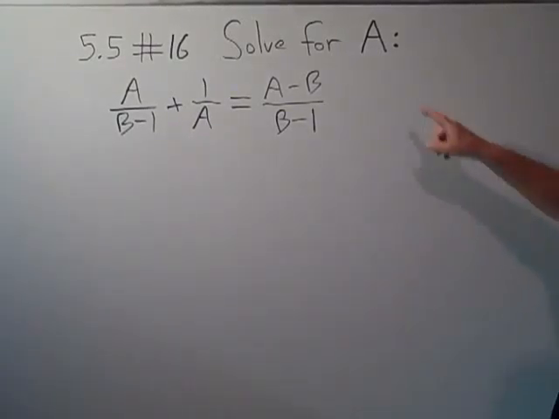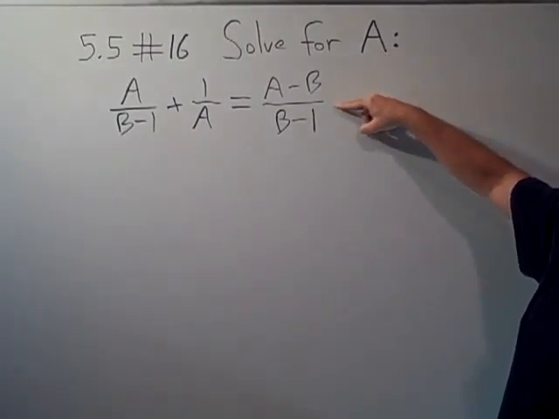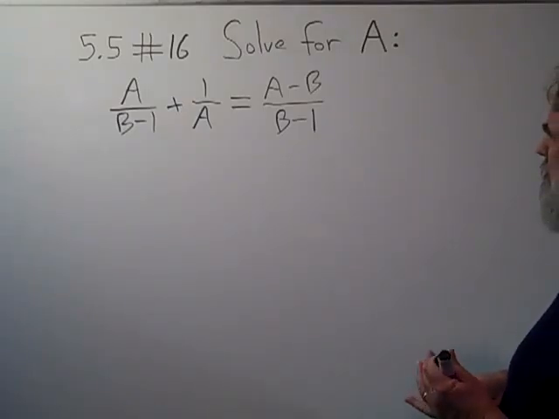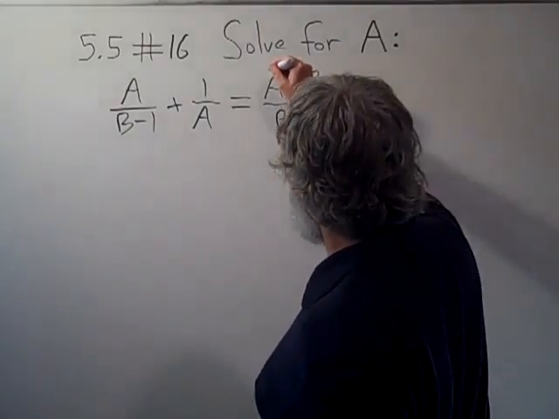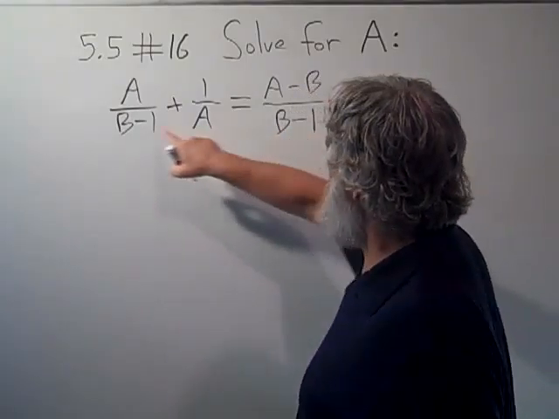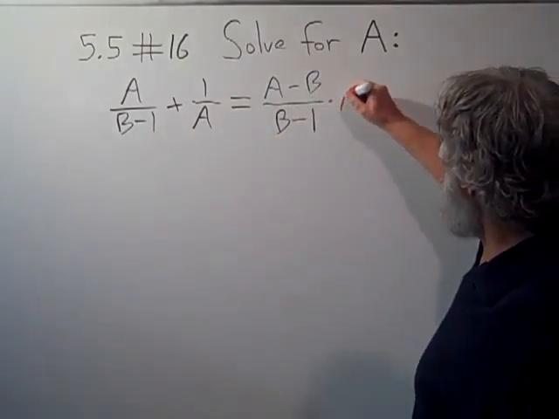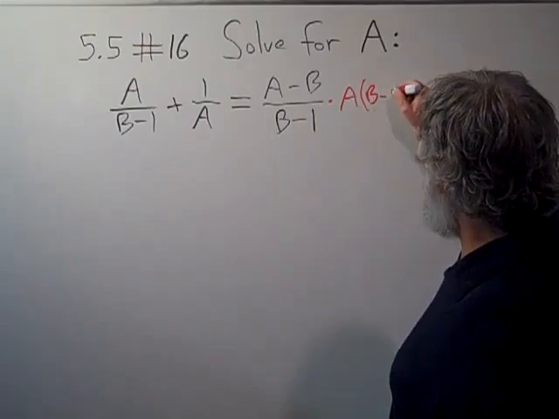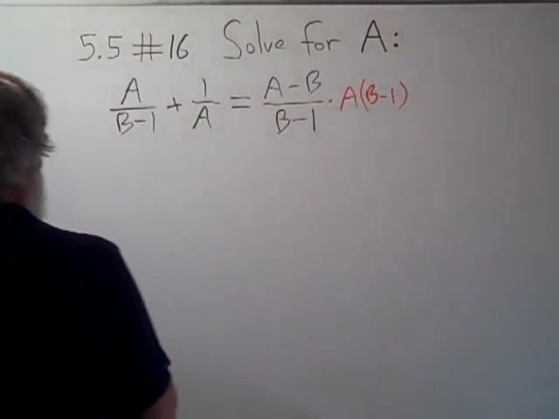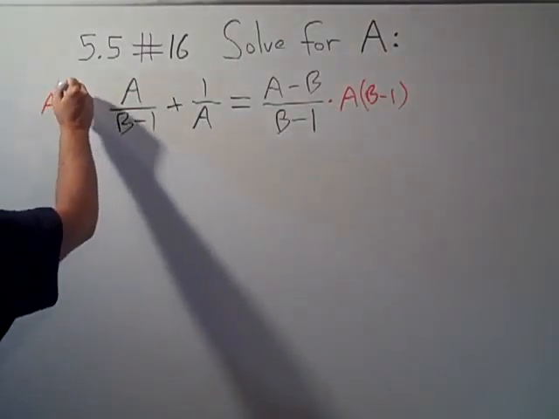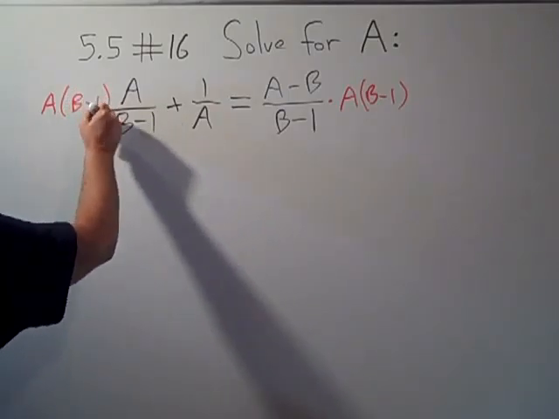Okay, to solve this equation for a, we first need to get rid of all the denominators, cancel out the denominators, by multiplying both sides by the LCM of all the denominators here. In this case, that's a times b minus 1. So we have to multiply both sides times a and times b minus 1.